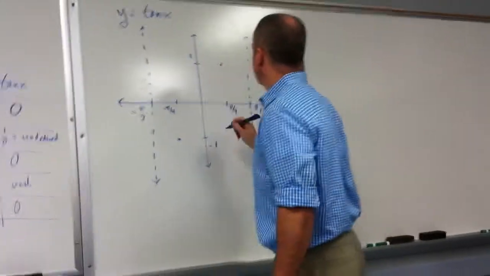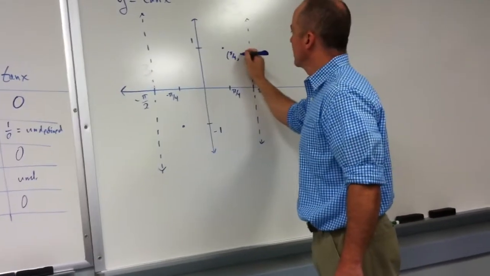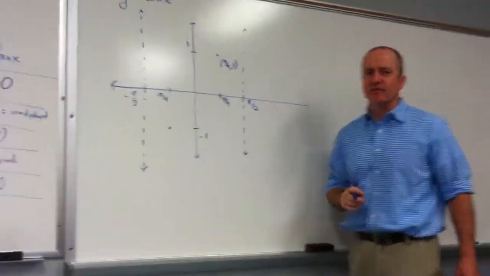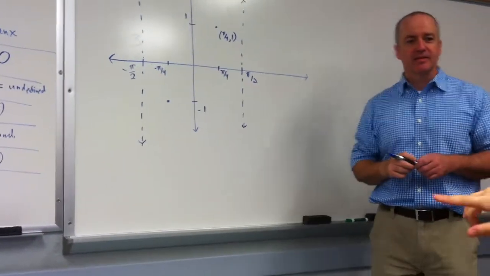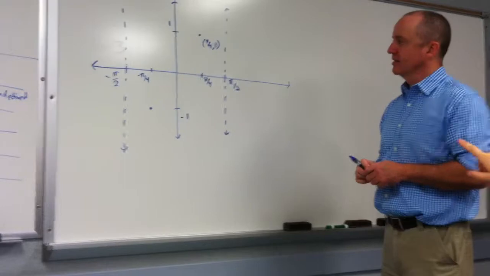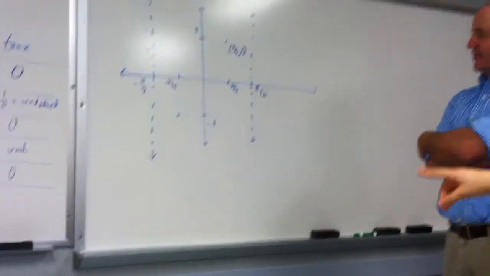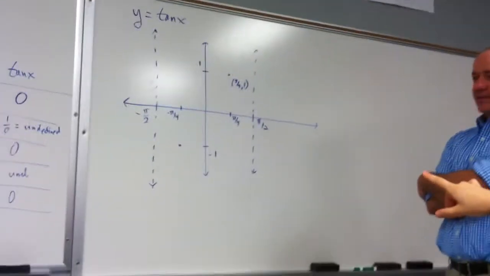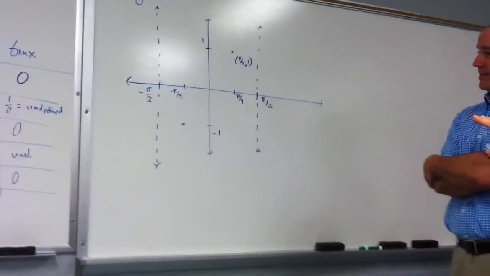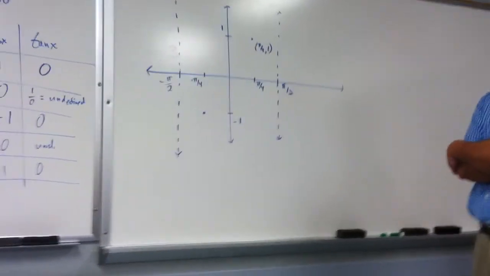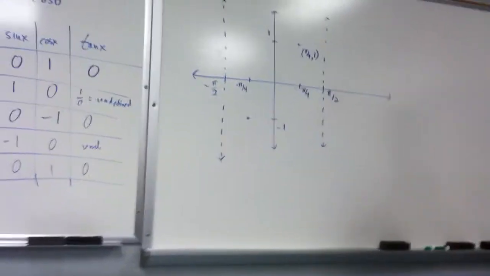Why am I filling in the point pi over 4 comma 1? How do I know that's on a tangent graph? Because you said that the period of tangent is half the period of a sine and cosine, and so in order to make sure that it correlates properly, half of pi over 2 is pi over 4, and then that's when it's going to be at 1, so it carries on. It makes sense. Very smart. No, that's very smart.